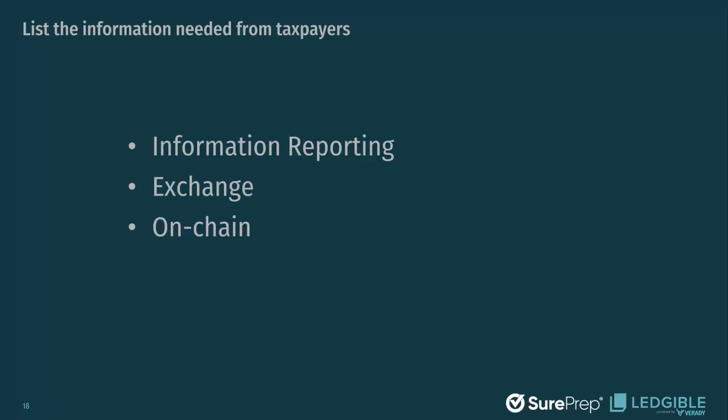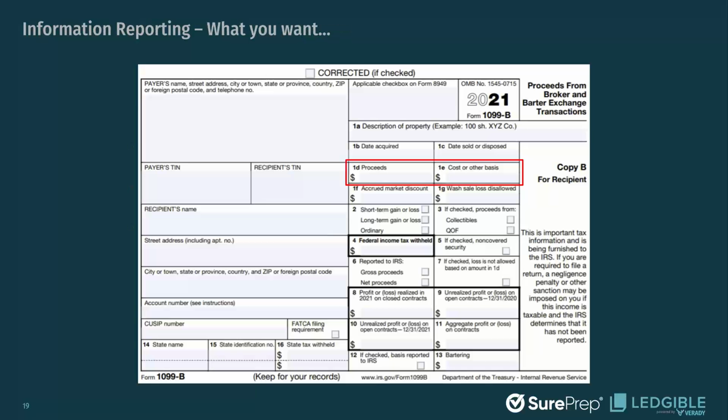Now, with that background in place, let's start talking about some of the information that's going to be needed from taxpayers. What are you going to need to get from your clients in order to help them prepare their crypto taxes? What we'd love to get, like we get with traditional investments, is a 1099-B, something that actually breaks out what all my proceeds are, what my cost or basis was, and makes it very straightforward to figure out what the gain and loss is.